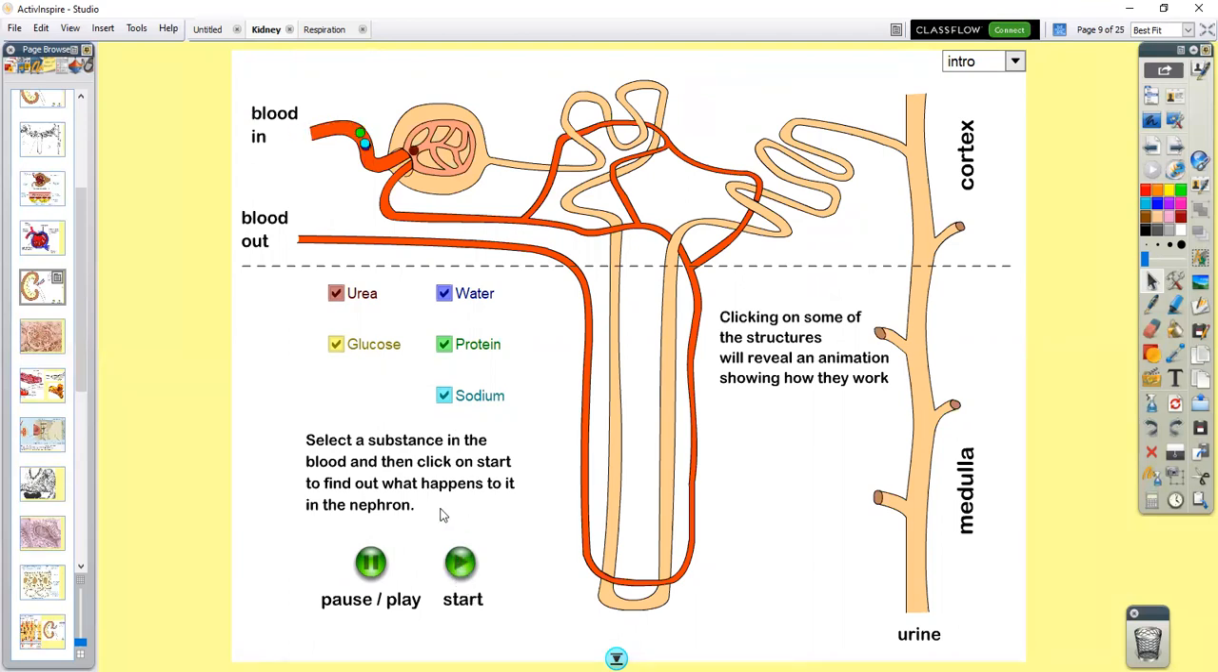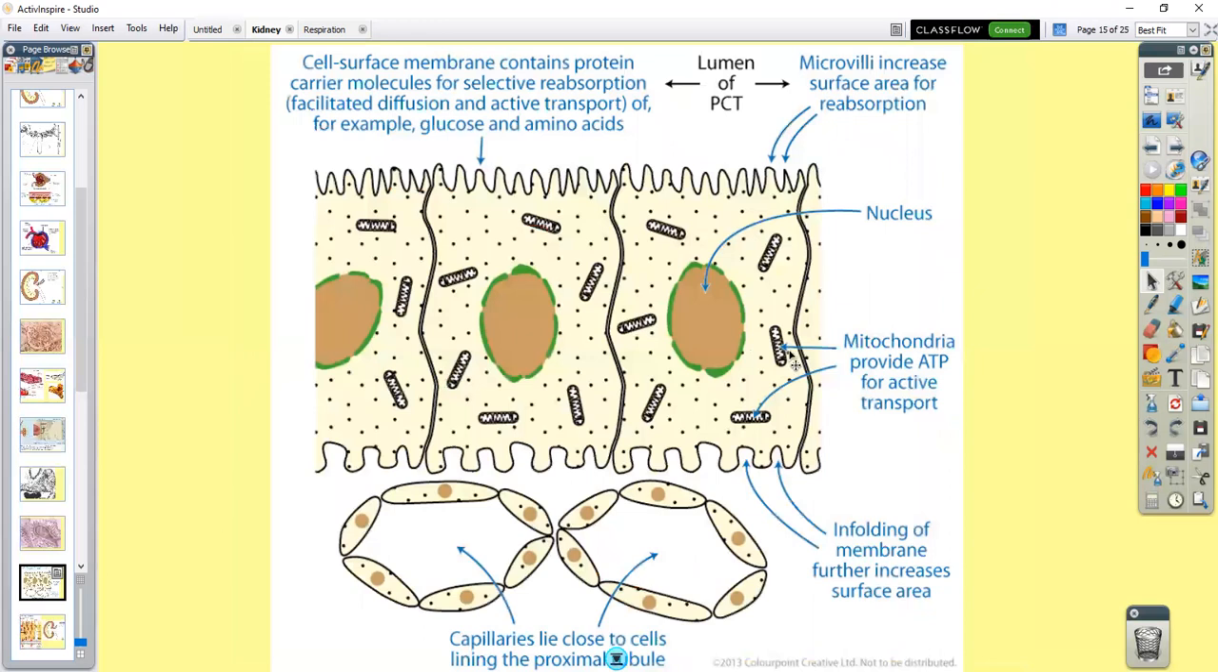They will pass through into the Bowman's capsule, and then useful things we'll want to reabsorb back into the blood. So you can see proteins and glucose, and any water will want to pass back into the blood as well. Okay, the cells of the proximal convoluted tubule you can see here are cuboidal epithelial cells. They're highly folded or have microvilli on their surface, which will increase the surface area, as it says there, to help with reabsorption.